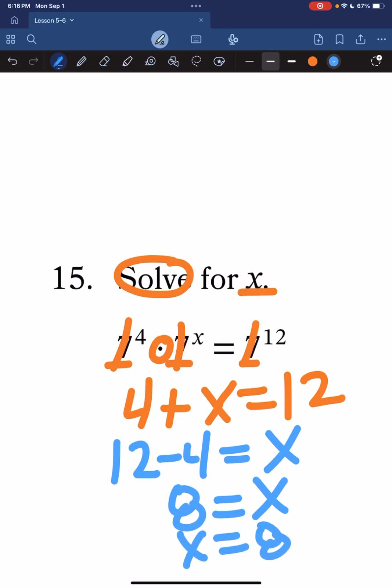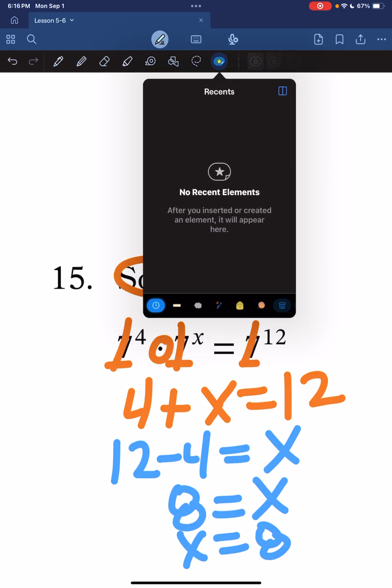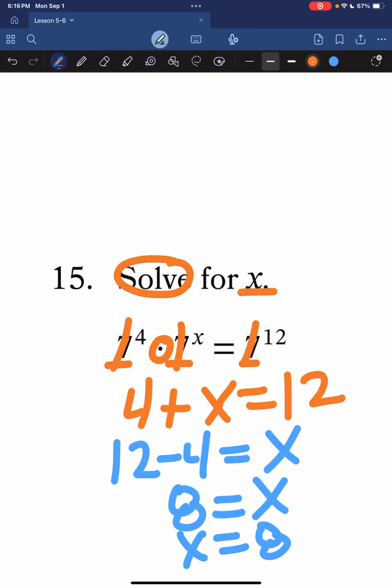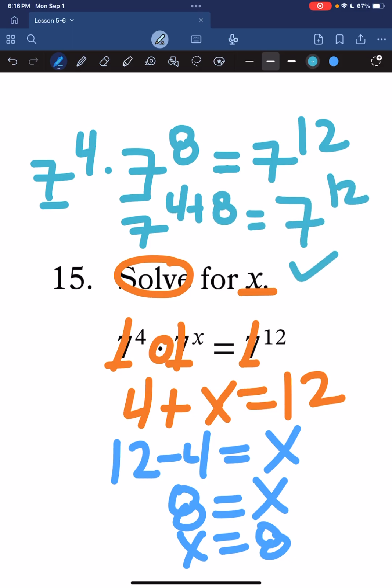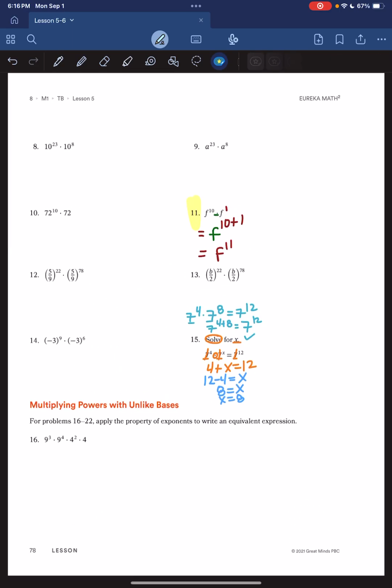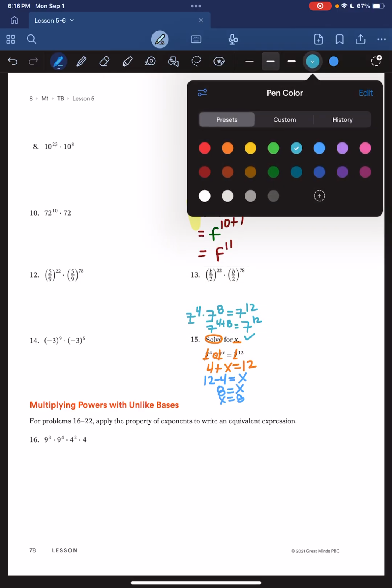Well, let's check that just to verify and make sure that it is right. So I can go in over here, up at the top, and I'm going to write 7 to the 4th times 7 to the 8th equals 7 to the 12th. Same base, multiplication in between, that would be 7 to the 4 plus 8, which is equal to 7 to the power of 12. So we know we did this right. Hopefully right now you're feeling this is a very, very easy property. All right, let's continue on.